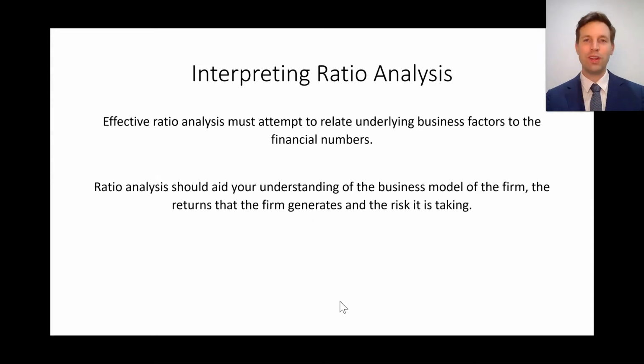The most important thing when you're doing ratio analysis, the ratio should provide you more knowledge about the firm, and you should use those numbers that you calculate to then gain a better understanding of the underlying business factors. You need to be able to understand why the numbers are changing, why the numbers are how they are, what's actually going on in the real business that leads to the creation of these ratios and figures that you're seeing. So ratio analysis should aid you in your understanding of the business, their business model, their opportunities, strengths, and weaknesses of the firm.